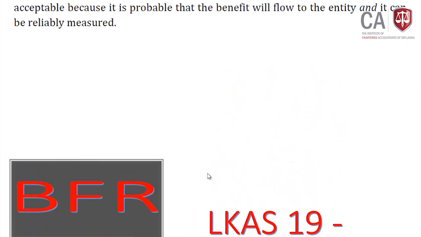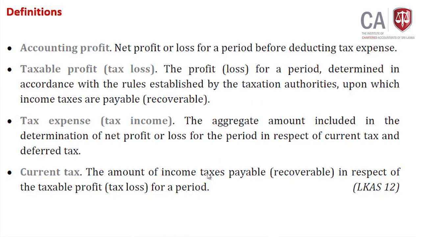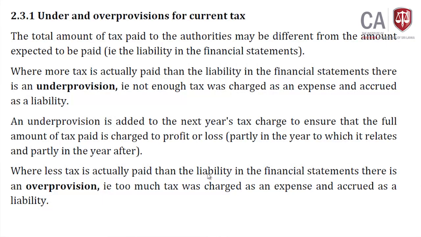That's all about income tax. Since we are not talking about deferred tax, what are the important areas to understand? How do we calculate current tax based on taxable profit and tax rate? Taxable profit is not the accounting profit. Taxable profit means the profit you calculate according to tax law, and the double entry is debit P&L, credit liability, and how to deal with under and over provision.